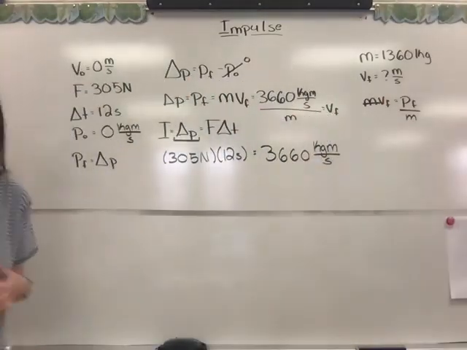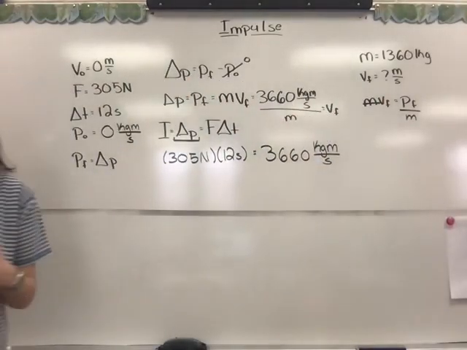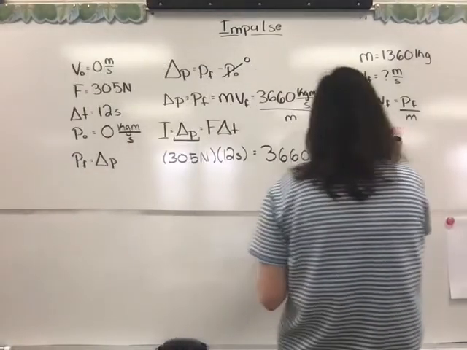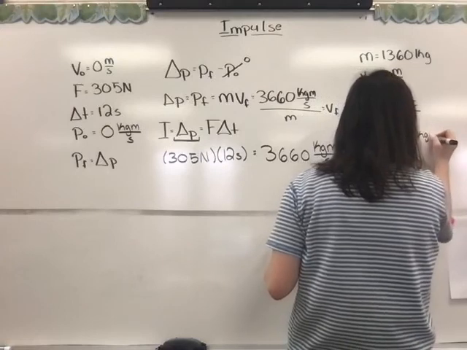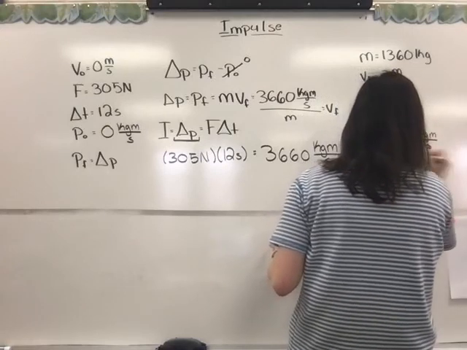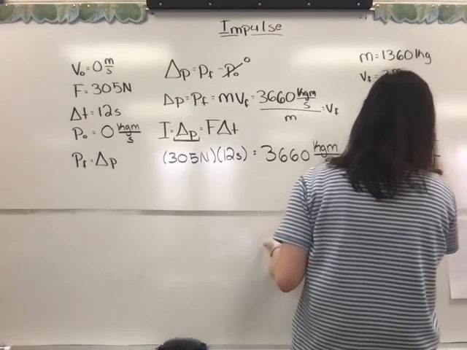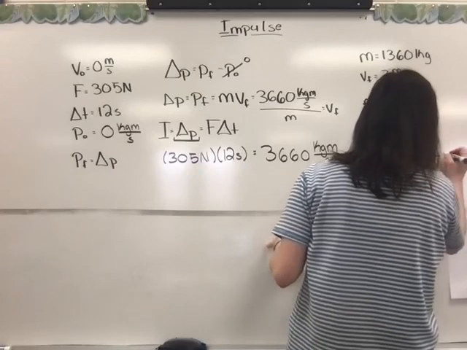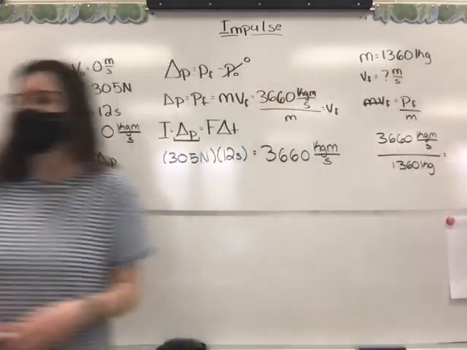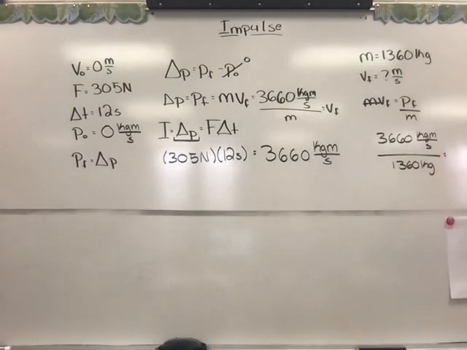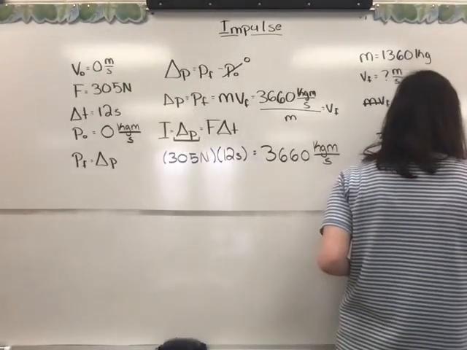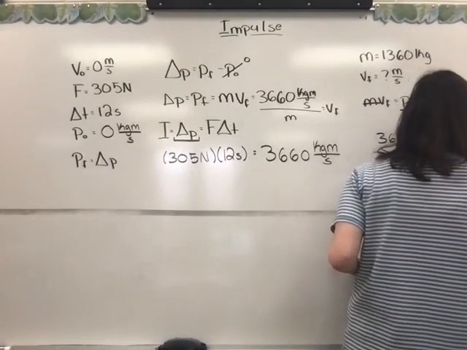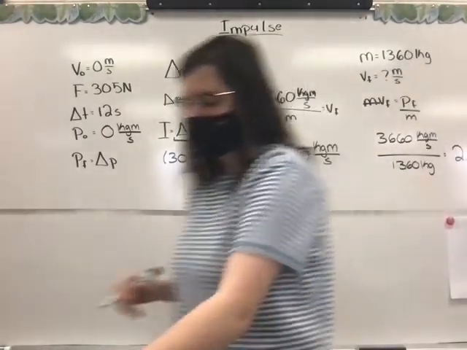Does that make sense to everybody? Yeah? Okay, cool. So we're going to take that 3,660 kilogram meters per second that we found, and we're going to divide it by 1,360 kilograms. I'm assuming some of you have already done this. What do we get? 2.69 meters per second.